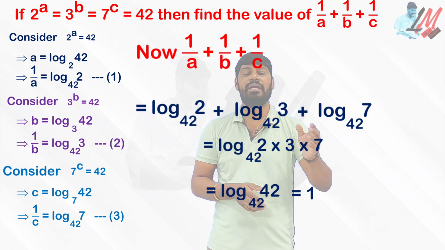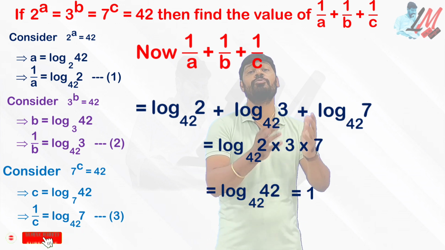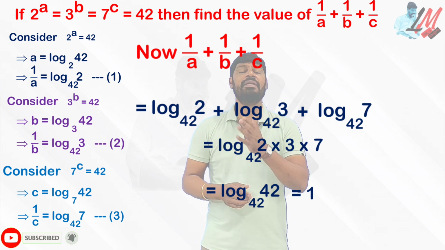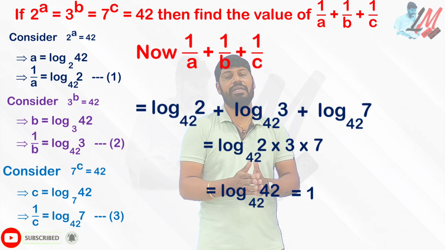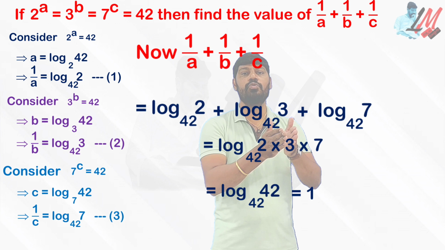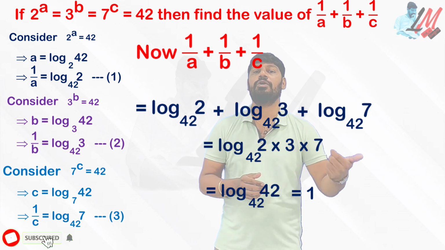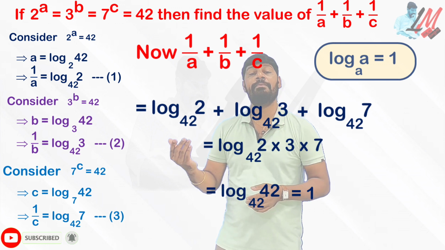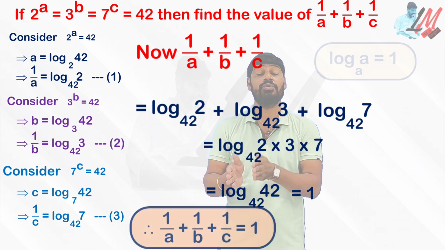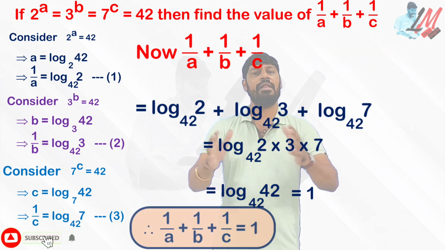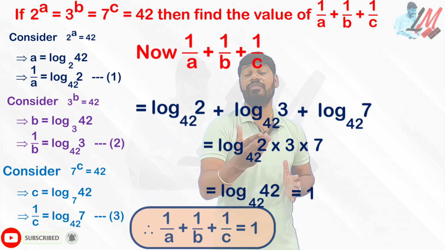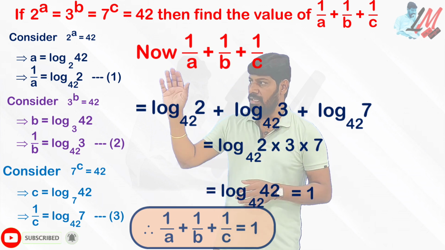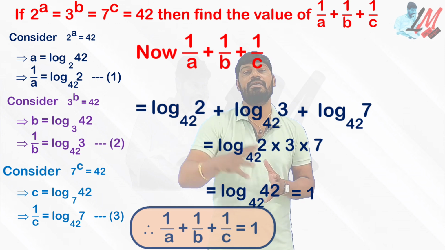If you observe carefully, this product 2 into 3 into 7 is going to be 42 again. So the same thing can be written as log 42 on base 42. So when we have these two values equal to each other, it will be equal to 1. As we know, log a base a equal to 1. So 1 by a plus 1 by b plus 1 by c value is going to be 1. So with the help of a logarithmic concept that we used to learn in 10th class, this problem can be solved very interestingly.